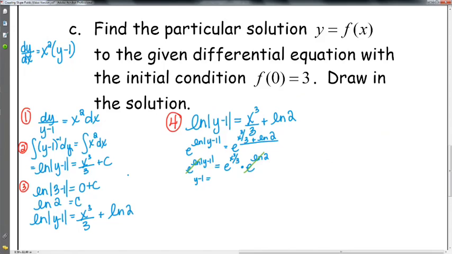Since my initial condition creates a point where y is positive, f of 0 is equal to 3, I don't need to worry about my negative version. I'm not talking about a negative y-coordinate, I'm talking about a positive y-coordinate, so I'm going to go ahead and drop my absolute value because I'm talking about the positive version of it. Because the point that I chose, (0, 3), creates positive y values.